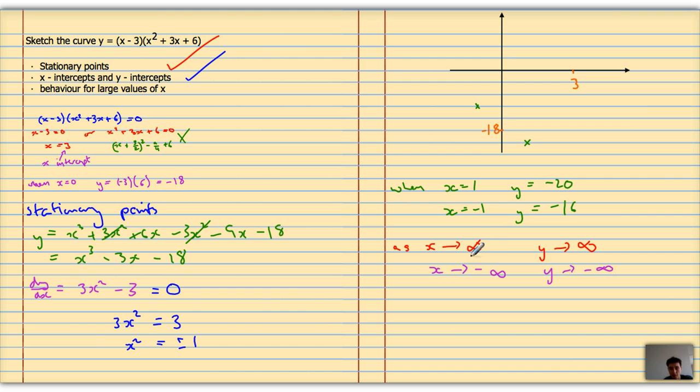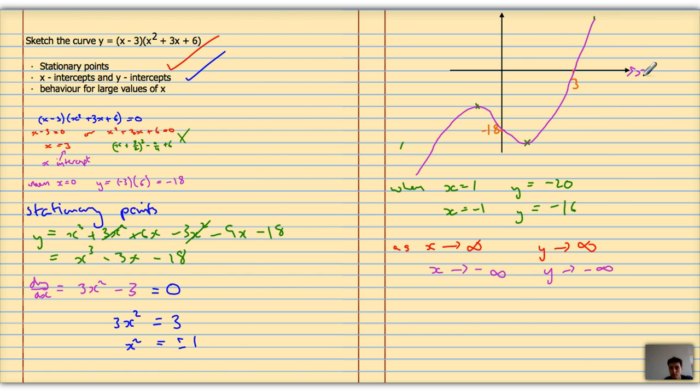Okay, we know that for large values of x, y is also very big. So we know that it's going to go up here somewhere. We know that for really small values of x, y is also really small. It's going to be down here somewhere. Okay? So, y-intercept, large values of x. So we know it's going to cross the x-axis at 3. It's going to have a turning point here. Going to go through minus 18. Going to have another turning point here, and then for small values of x, going to get smaller and smaller.